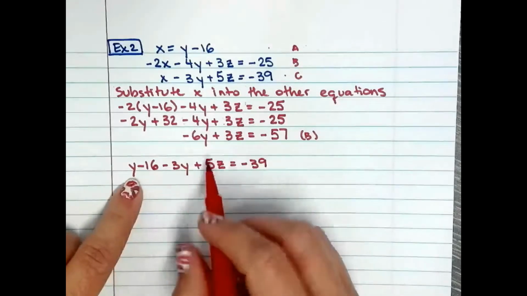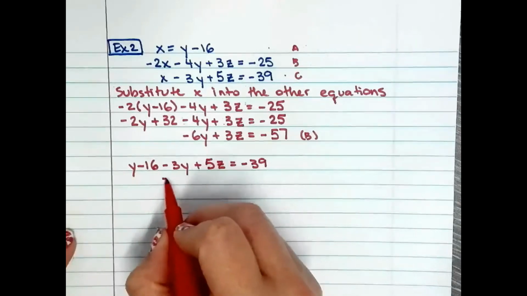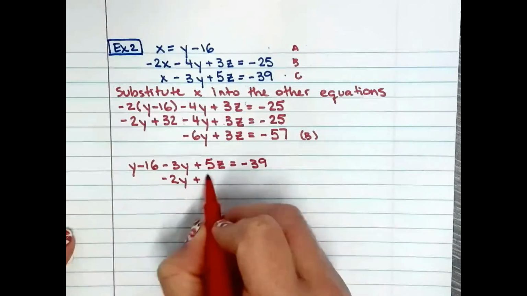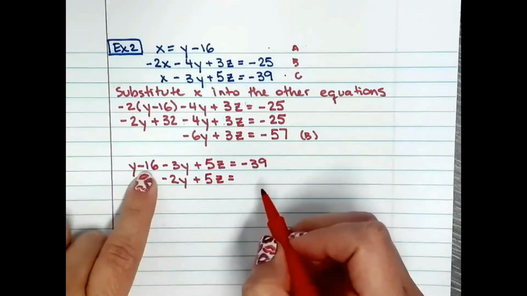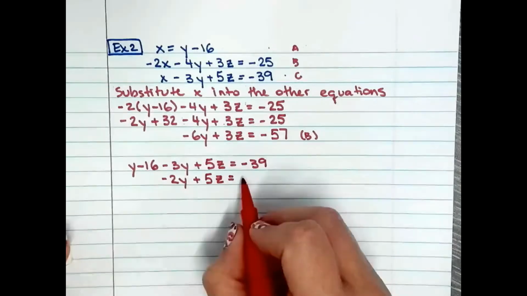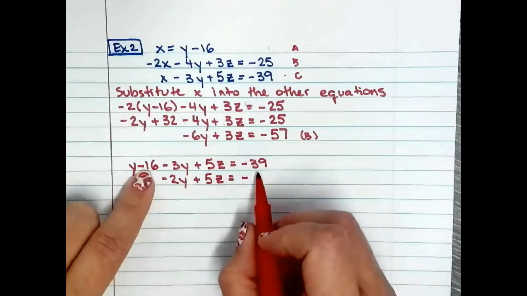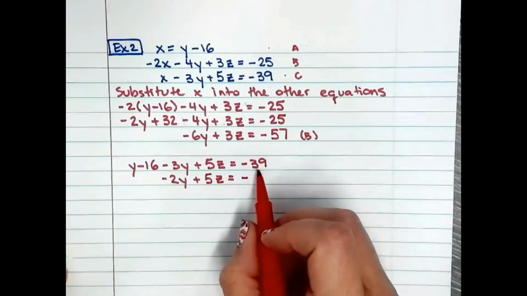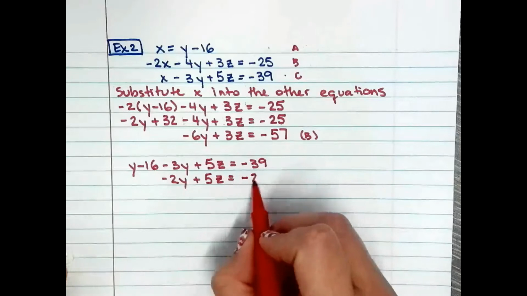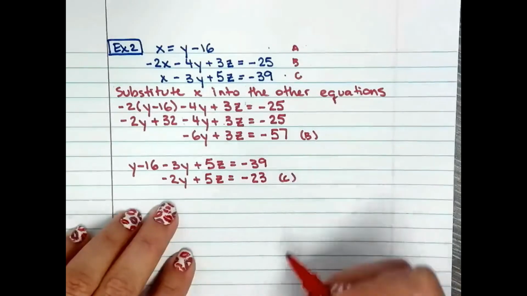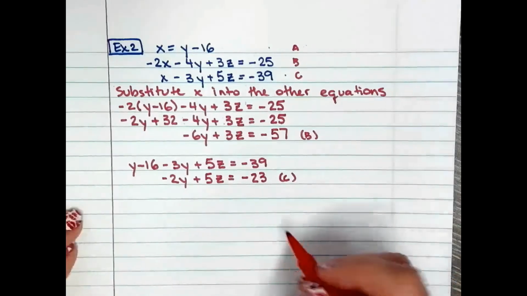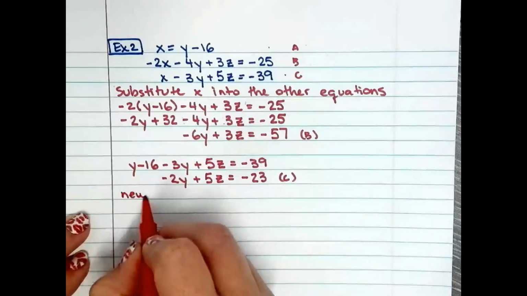There's nothing to distribute, so I will just combine like terms. And at the same time, I will add 16 to both sides. So plus 16, -39, combined, -23. So this is the C equation. So now I have my new system.